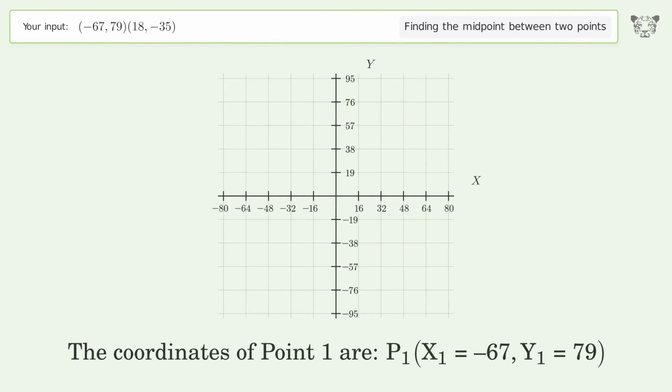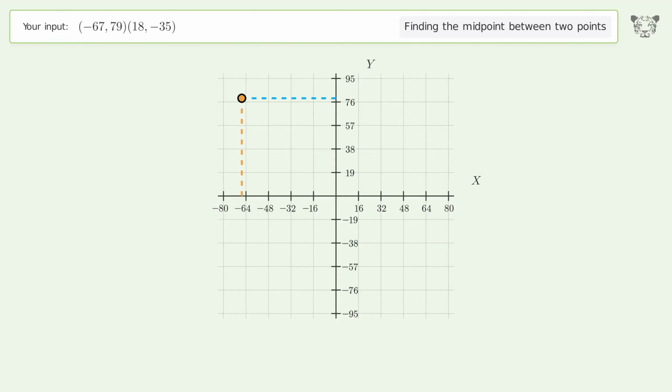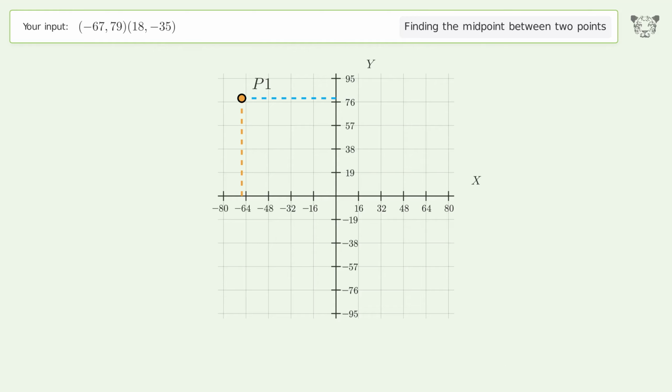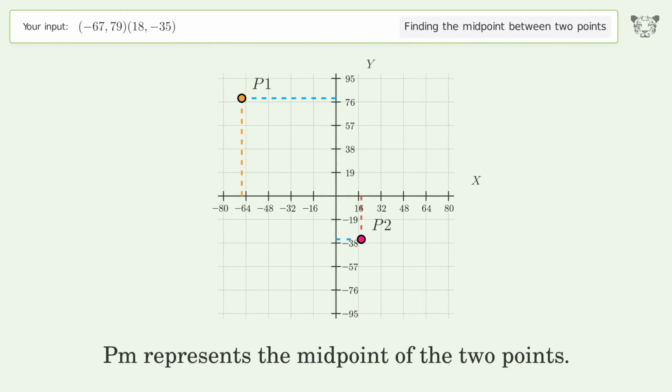The coordinates of point 1 are, x1 equals negative 67, y1 equals 79. The coordinates of point 2 are, x2 equals 18, y2 equals negative 35. PM represents the midpoint of the 2 points.